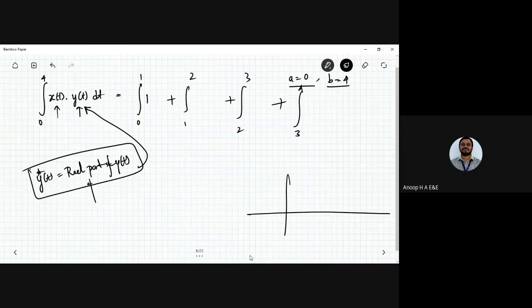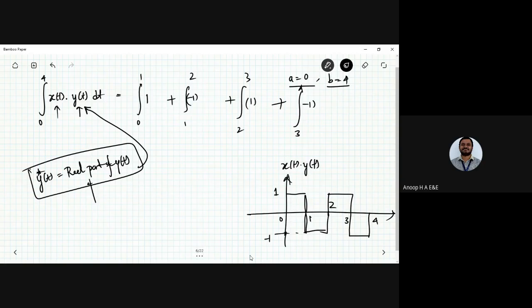Let me analyze this with respect to a waveform also. x of t into y of t, that is the product. From 0 to 1, that is 1. Next, 1 to 2, I have it as minus 1. I'm writing this as a straight line, so from 0 to 1 it is 1, and this is 2, where it is minus 1. This is 3 and this is 4. So this is minus 1, this is 1, and this is minus 1.